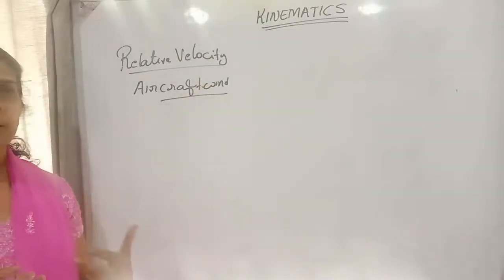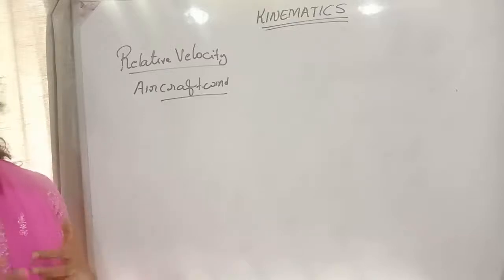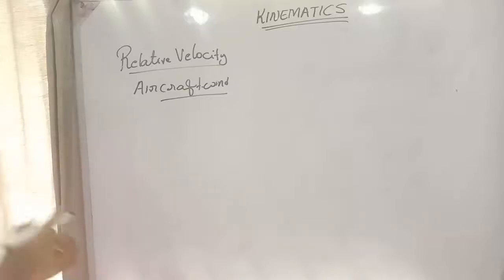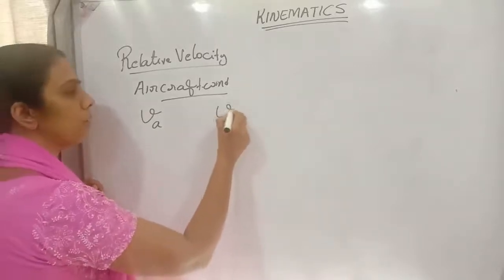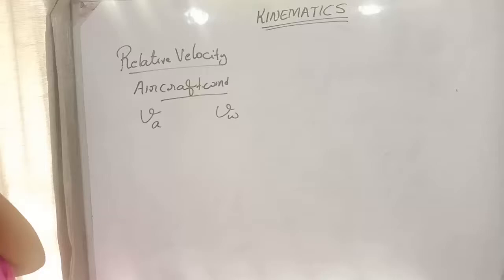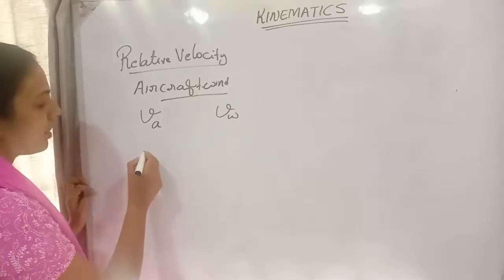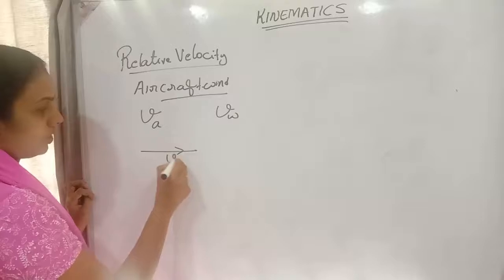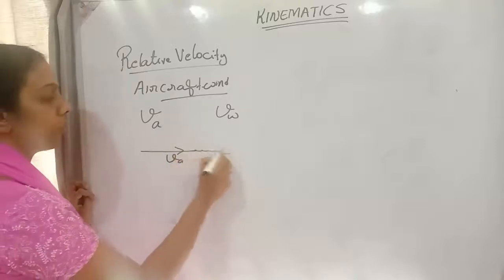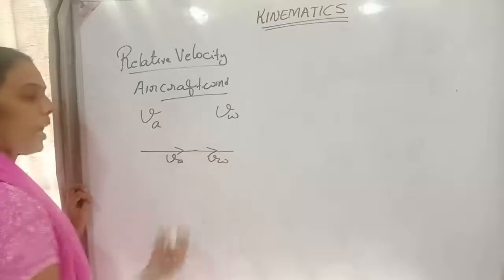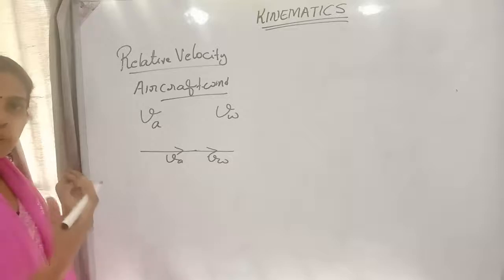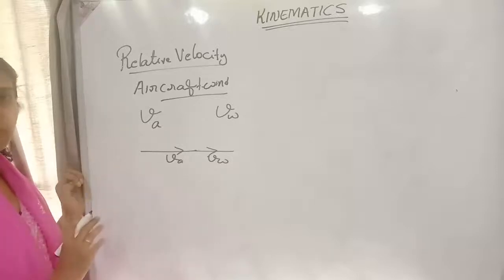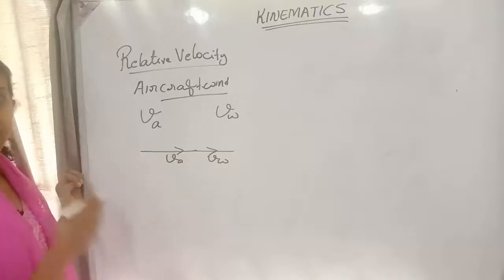In the case of man and river problems, we were giving the velocity of man as Vm, velocity of river as Vr. Here, the speed of the aircraft I am giving as Va, speed of wind I am giving as Vw. So if the aircraft is moving in this direction and wind is also moving in the same direction, what will happen to the total velocity? The wind is supporting the movement of the aircraft, so the net velocity will be added up.